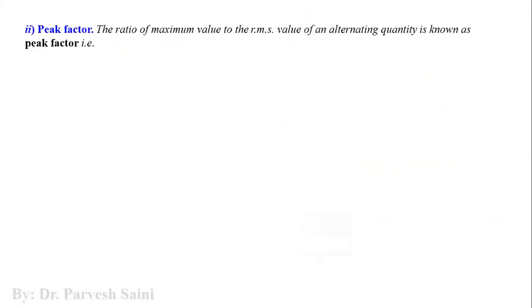Now let us come to the peak factor. So peak factor is again our mathematical relationship between the maximum value of an alternating quantity and the RMS value of the alternating quantity. So peak factor is basically the ratio of the maximum value of alternating quantity to the RMS value of same alternating quantity, and it is represented by Kp.